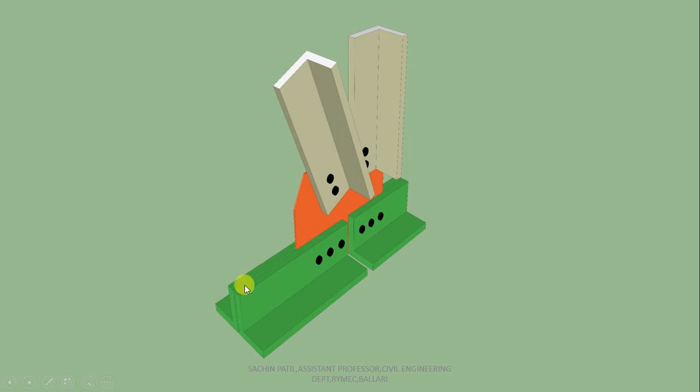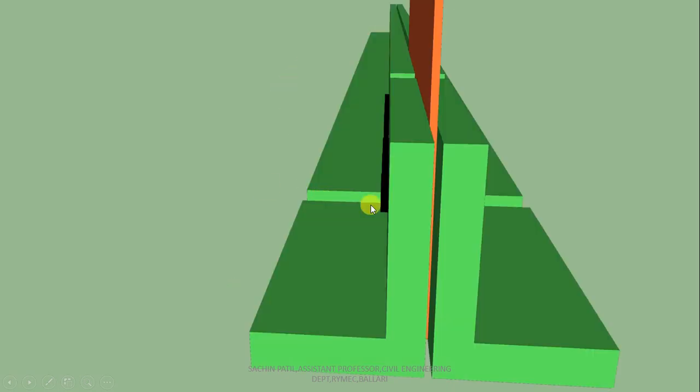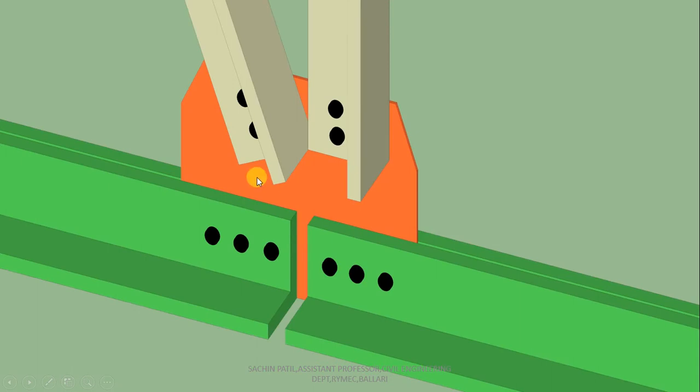Even here, this is an example of two angles which are used back to back, which comprise a tension member. This is the other view of the same figure. You can see a gusset plate is sandwiched between two angles which are placed back to back. So this is the other view.